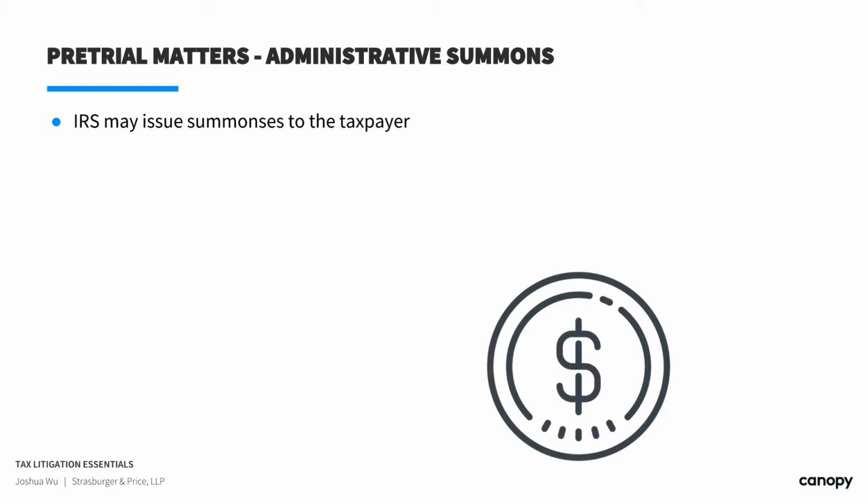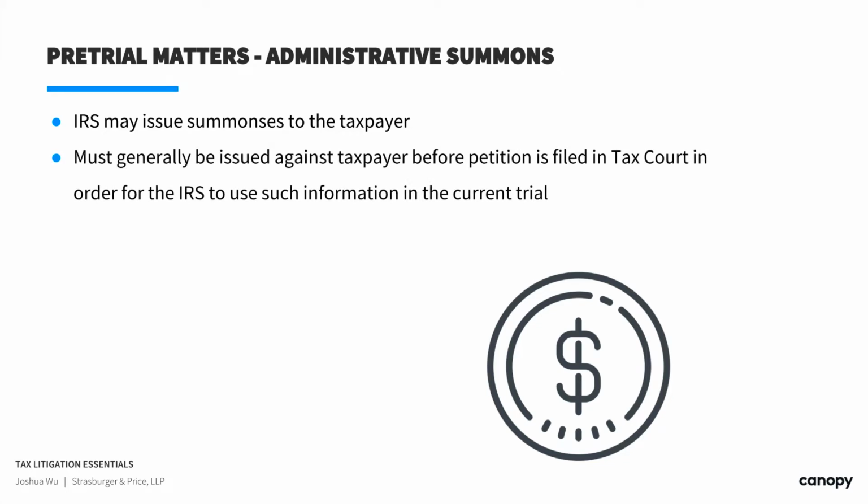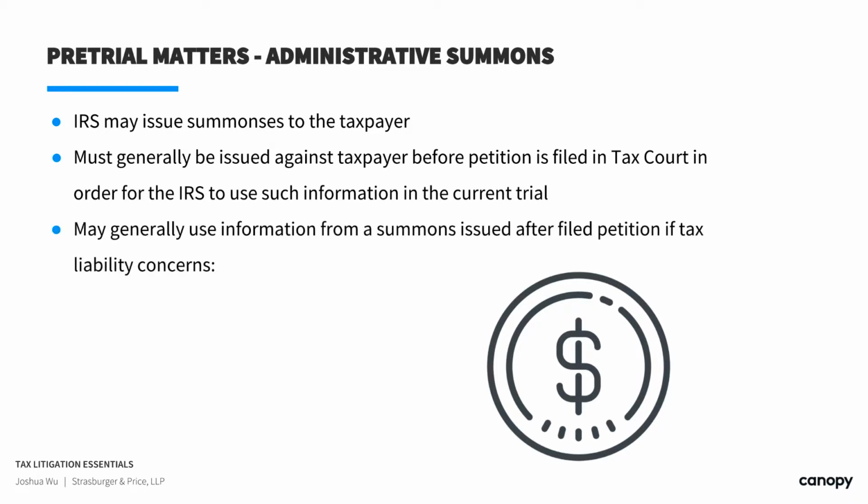So if the IRS issues an administrative summons, they can do so if it's before the tax court petition is filed. And they can use that information that's received in response to that summons during the trial. Okay. Now, if the summons is issued after the taxpayer files a petition in tax court, they're not generally allowed to use that information, whatever they get back from the taxpayer, in the tax court trial because they're supposed to use the tax court discovery methods.